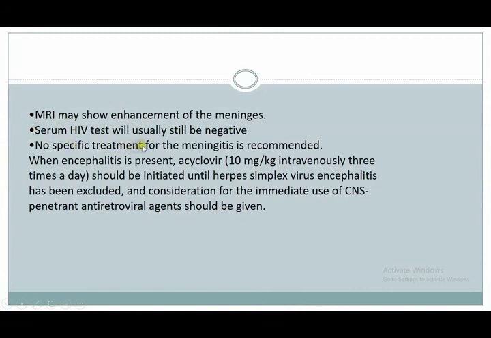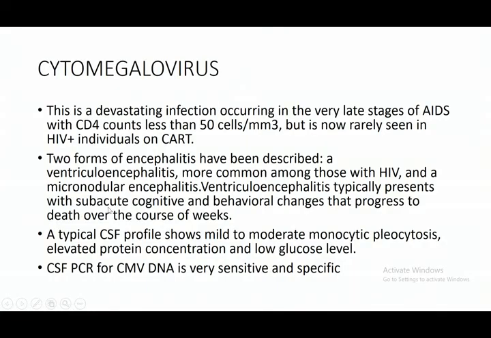No specific treatment for meningitis is recommended unless encephalitis is present. Encephalitis is basically parenchymal infection. When you see there is associated encephalitis, you have to start acyclovir unless herpes simplex virus encephalitis is ruled out. And when there is encephalitis associated with meningitis, you may consider starting treatment with a CNS penetrant antiretroviral agent.